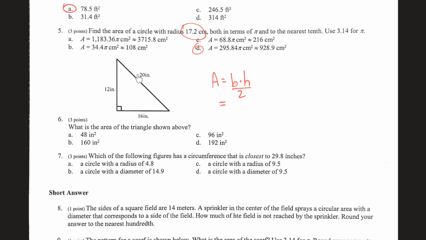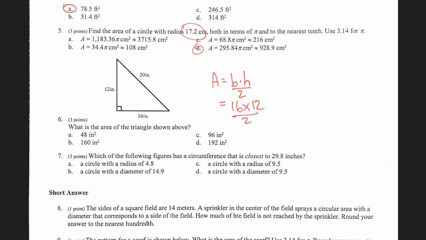This number, that's just extra information. It's there to throw you off. If we needed the perimeter, then you would take this number plus that number, and that would give you the distance around, which is the perimeter. But we're not finding the perimeter. We're finding the area. So it's 16 times 12, but you have to divide it by 2.